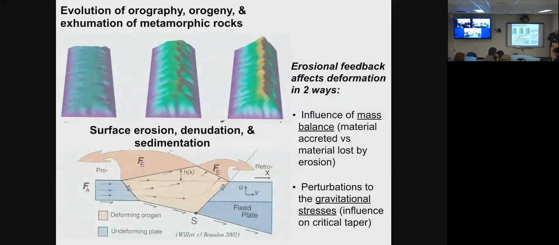So this is the model setup here. We have the pro wedge, the retro wedge. We use the same finite element model, okay? And we'll produce topography that will react to where the deformation is being driven, but also by where the erosion is more aggressive. So we'll generate slopes of various steepness depending on the erosional capacity generated by precipitation.